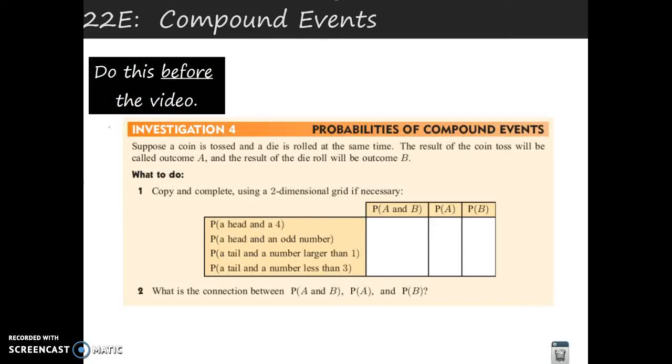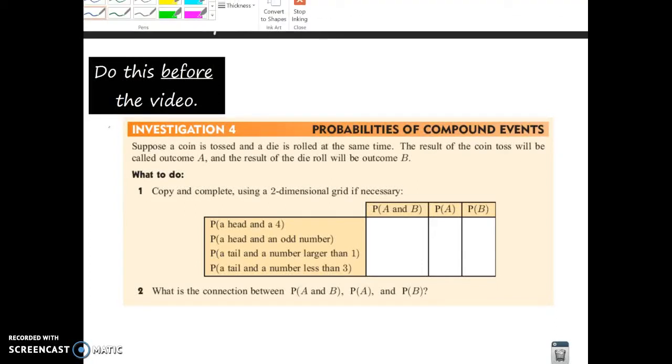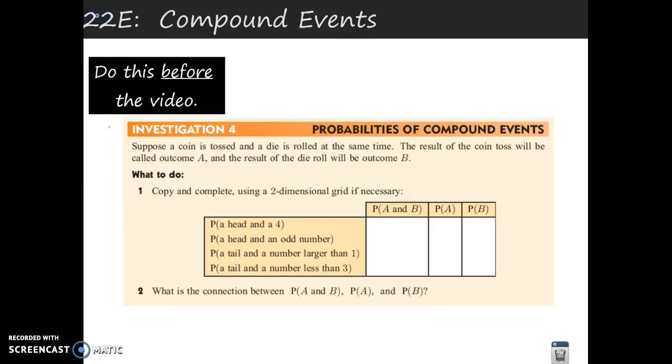Before we begin today's lesson, take a minute to do this warm-up problem. This is an investigation out of your textbook, and what it's asking is for several different variations of the same question, really. We have a coin toss, which they're going to call event A, and we have a die roll, which they'll call event B.